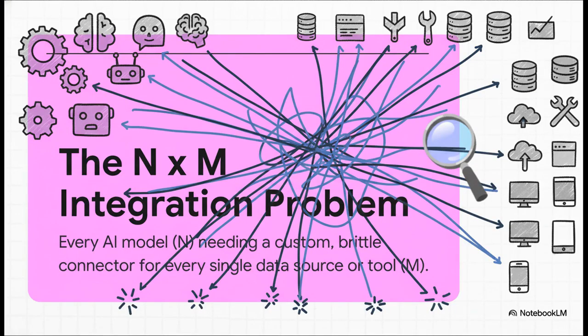And the reason for that frustration? Well, it all comes down to a classic, messy software problem called the N by M integration problem. Just picture this. For every AI model, that's N, you have to build a totally custom one-off connection for every single tool or data source. That's M. It's chaos. It's like needing a different, unique, and super fragile adapter for every single thing you want to plug into your computer. Nothing talks to each other. It's just a complete mess.